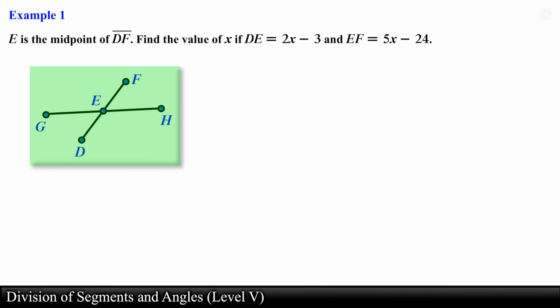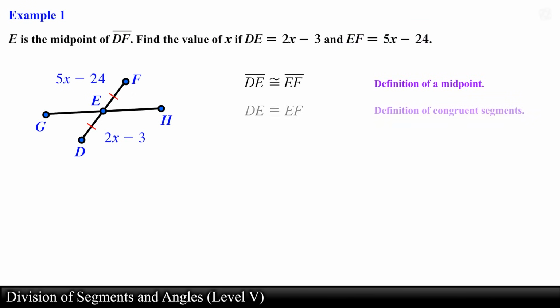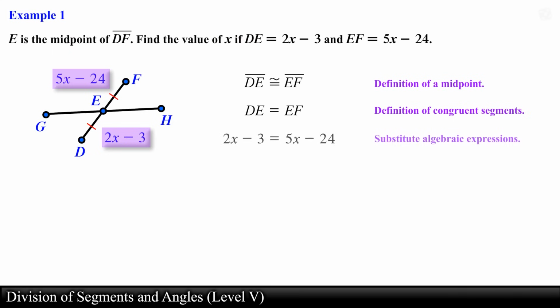Let's start by marking the diagram with the given information. We know that point E is the midpoint of segment DF. This means that segment DE and segment EF are congruent, so we mark these 2 segments with a single tick mark. We also know that the length of segment DE equals 2x minus 3, and the length of segment EF equals 5x minus 24. Since both segments are congruent, we can set these 2 algebraic expressions equal to one another.